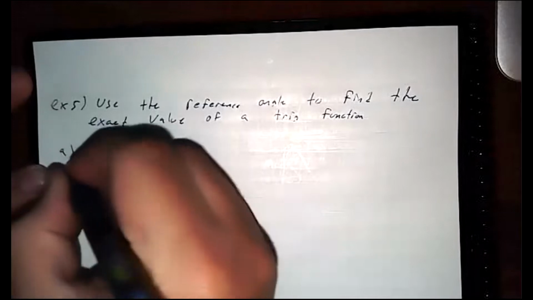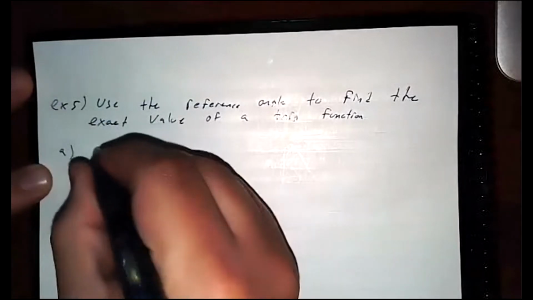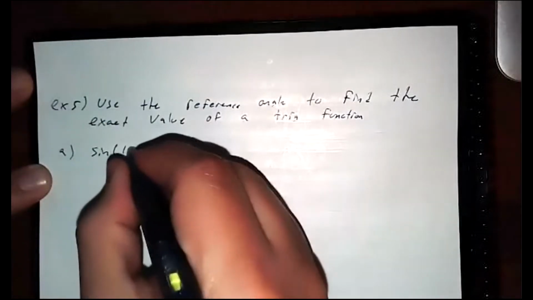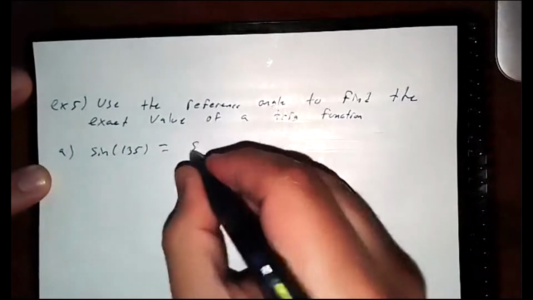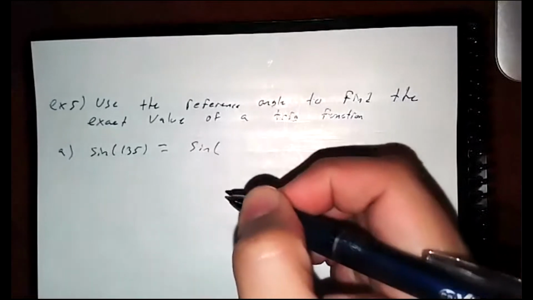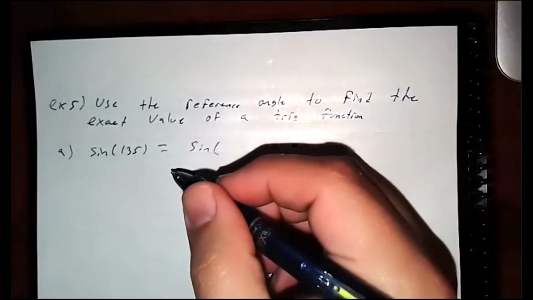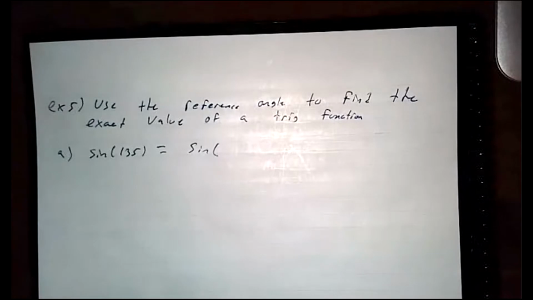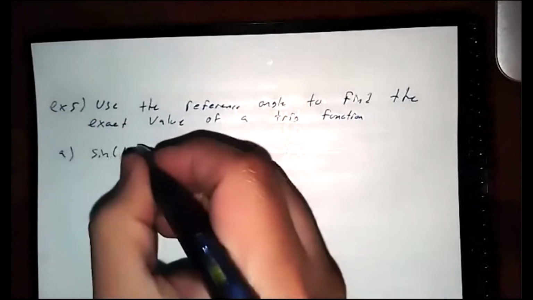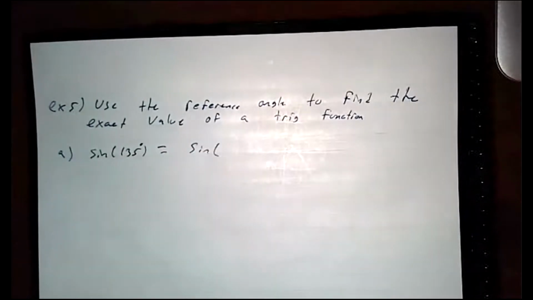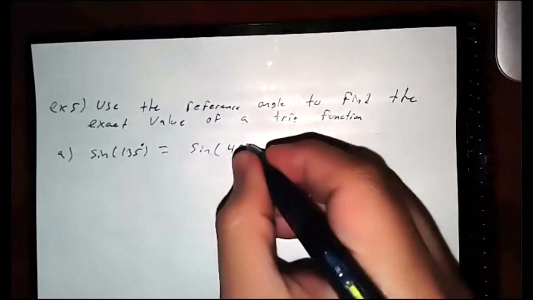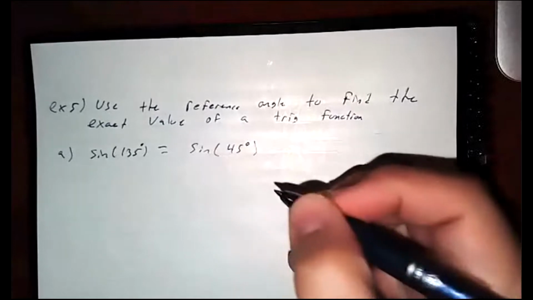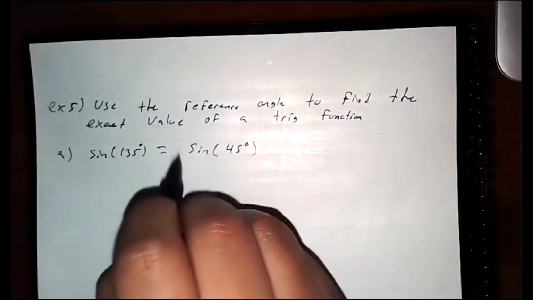Let's do part A. So sine of 135 is equal to sine of its reference angle. What is the reference angle of 135 degrees? 45, right? So you can change it to 45. That's what the theorem is telling you. You just need to choose if it's plus or minus.